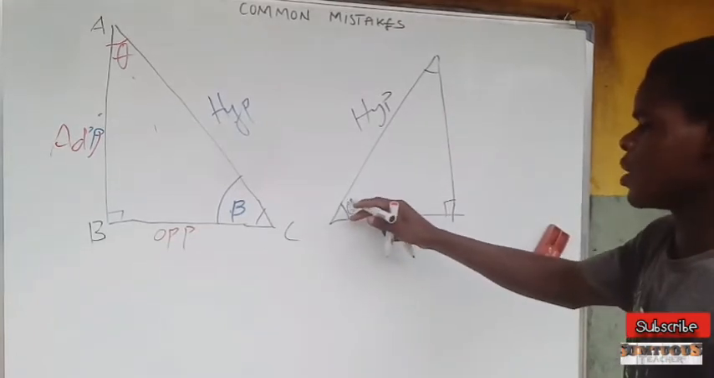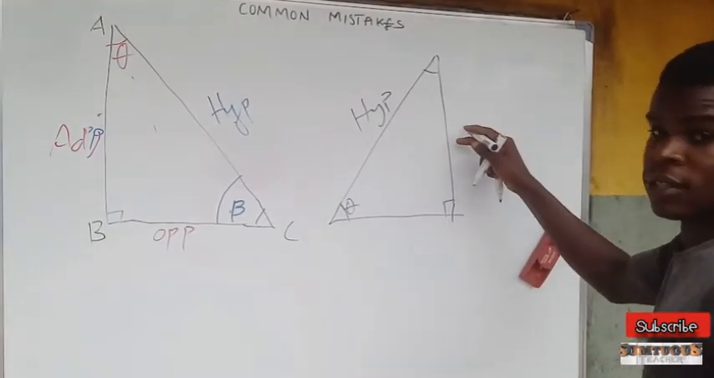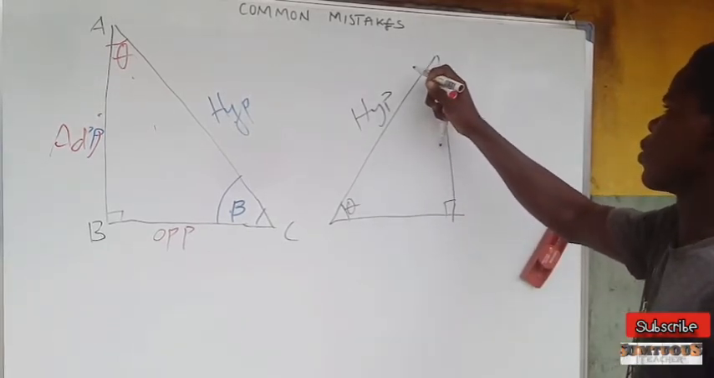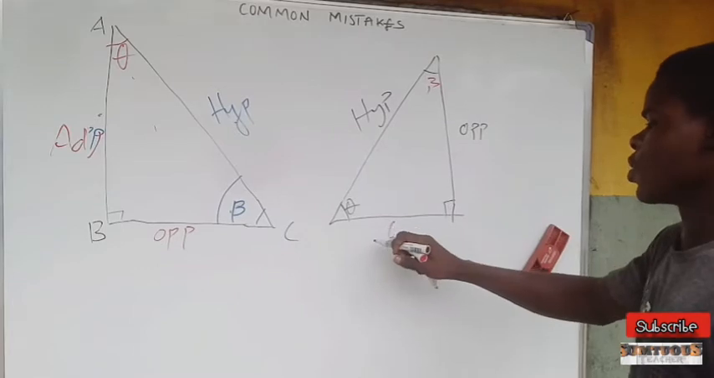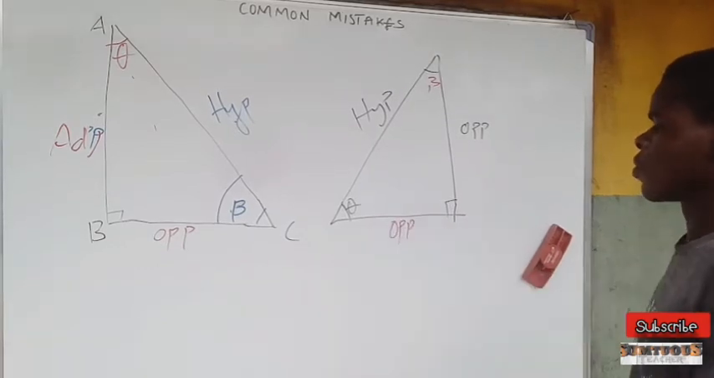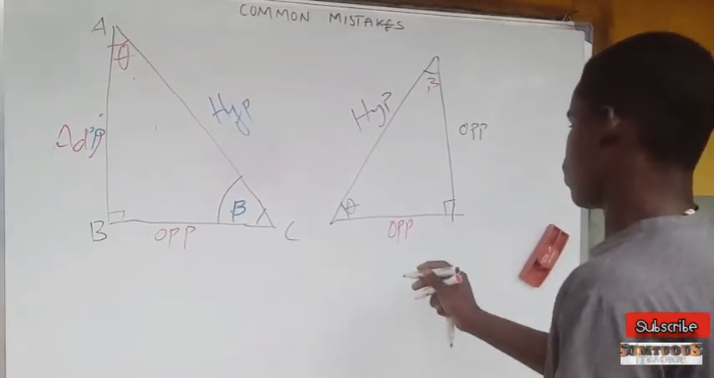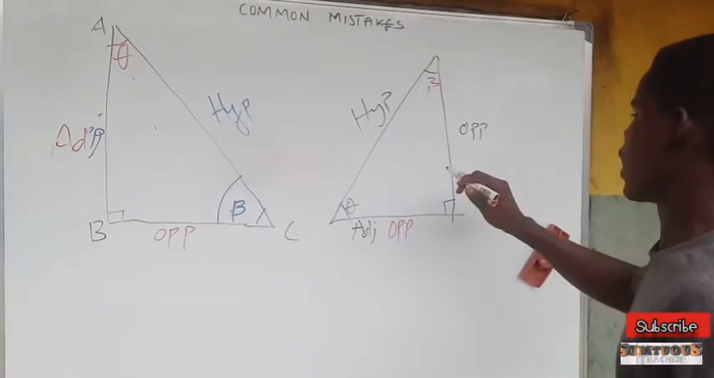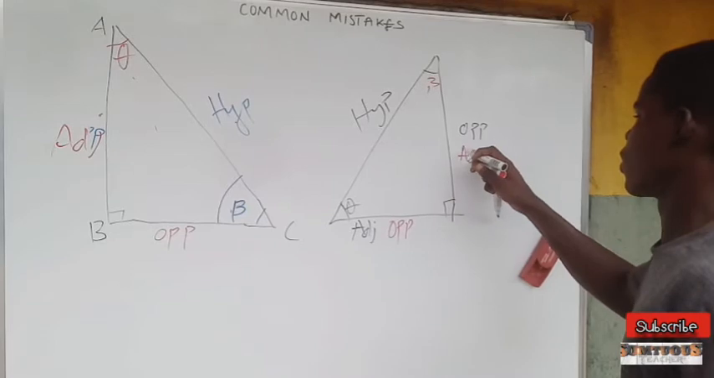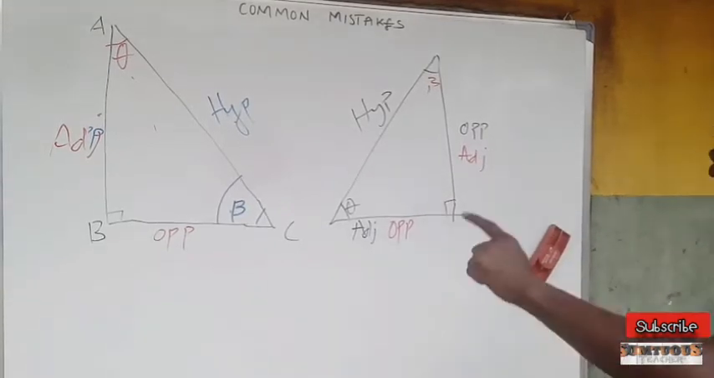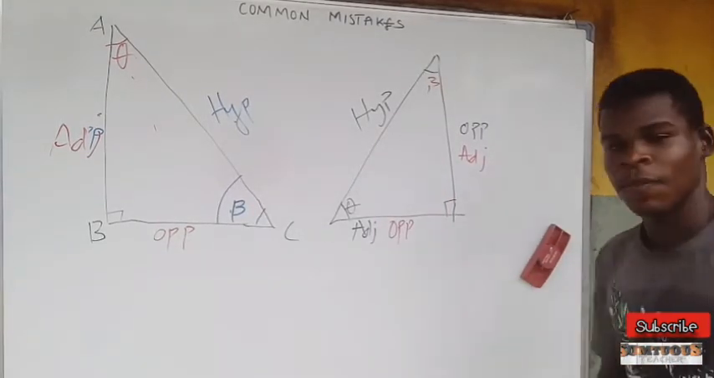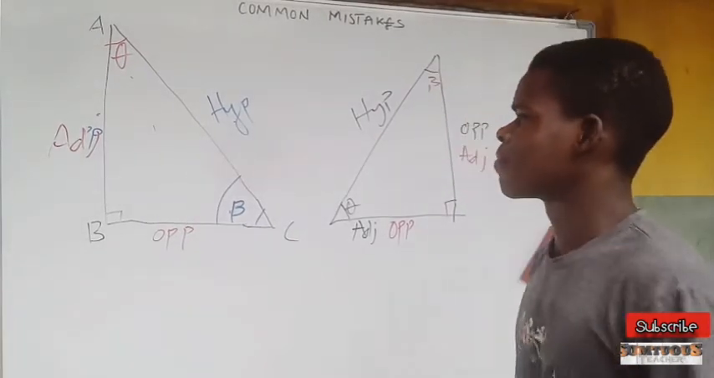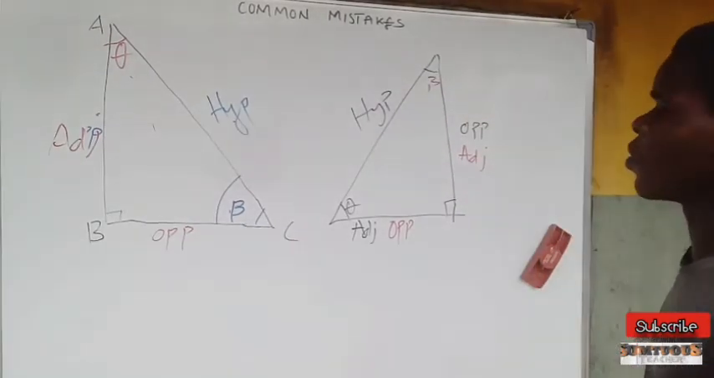If the angle here is theta, then this is the opposite to the angle. If the angle here is beta or alpha, this is the opposite to the angle. This will be the adjacent to the black colored angle, while this will be the adjacent to the red colored angle. So note the difference. Note this, it is very important. That is for the right angle triangle.